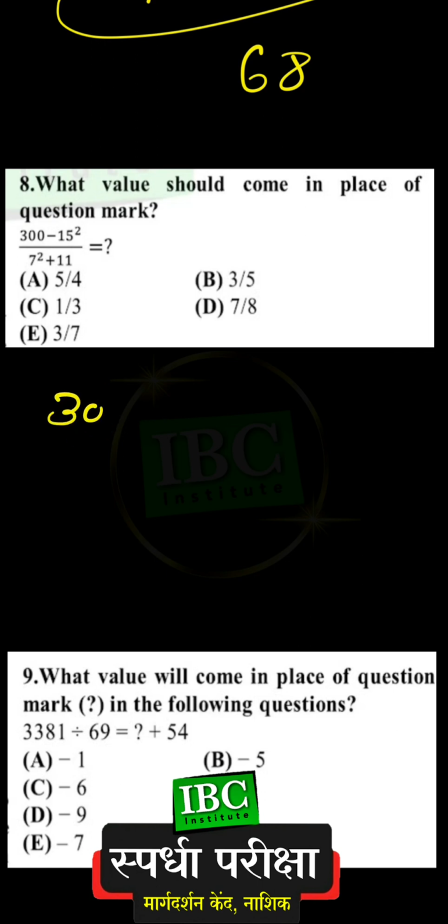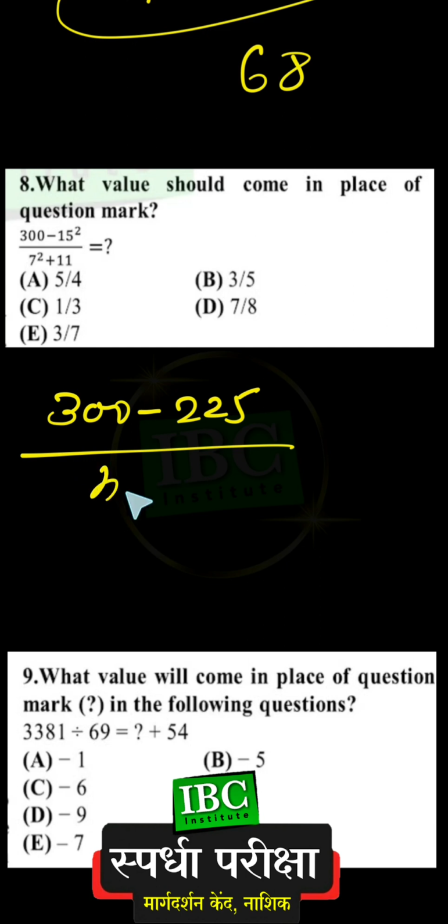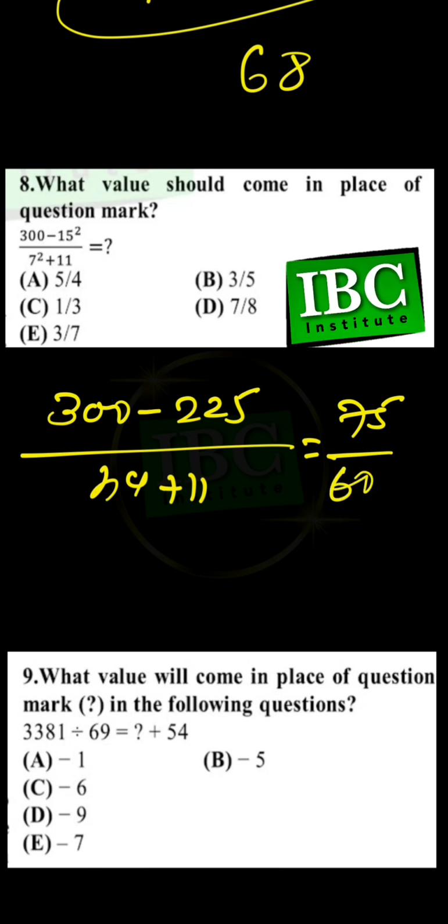Here, we can take the next question. 300 minus 15 square is 225, and 7 square is 49 plus 11. So you get the values like 75 and here 60, and after dividing it by 15, 15 fours are 60, and 15 fives are 75, you will get the answer 5 by 4.